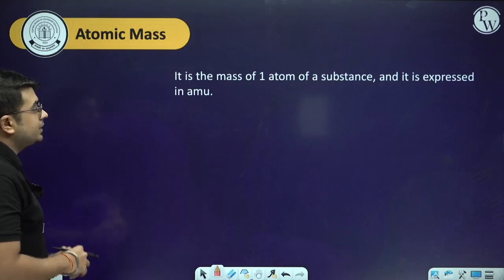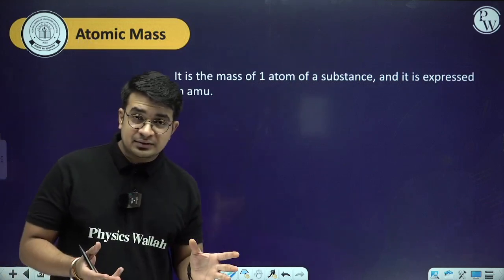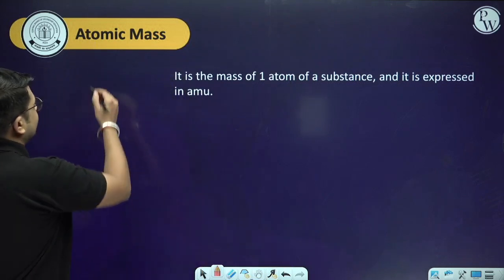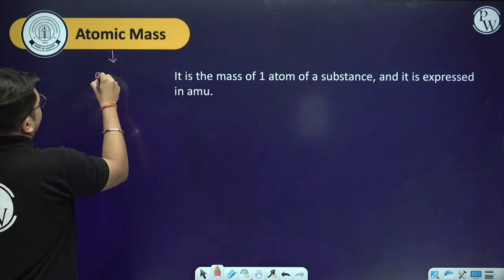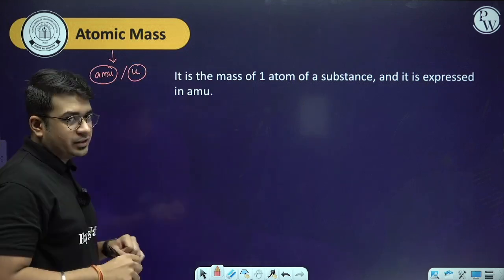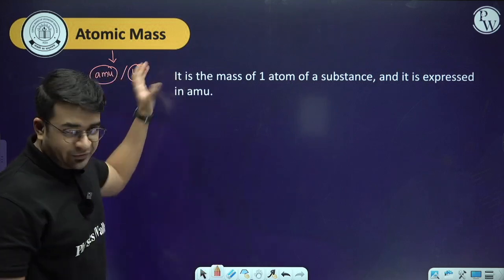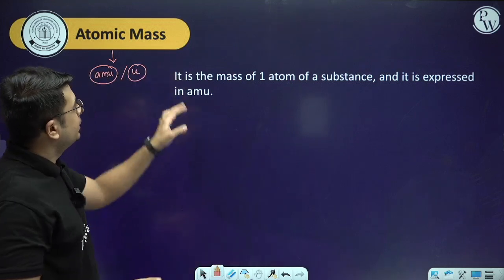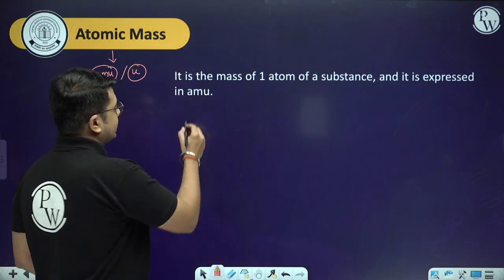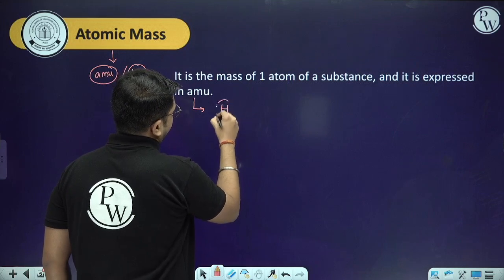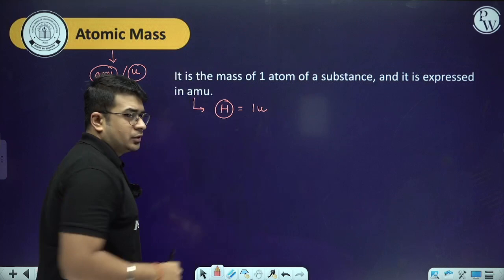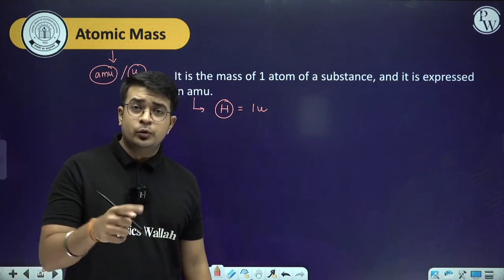Next part, if I talk about the atomic mass of any type of atom, its atomic mass is very clear. Definitely this atomic mass is going to be expressed in terms of AMU or U, unified mass or atomic mass unit. The definition is very clear. It is the mass of one atom of a substance and it is expressed in AMU. So if I talk about the atomic mass of hydrogen, I can say that will be equal to 1U. I am using the approximate value, but the actual value is 1.0008.